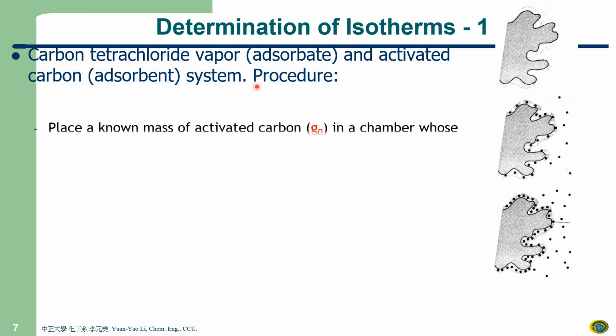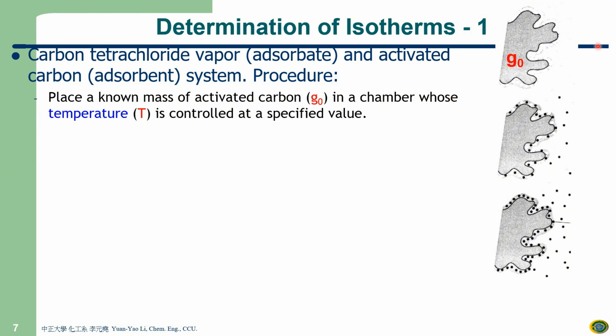Okay? So what is the procedure? You have an amount of activated carbon, which is G0 here. So place a known mass of activated carbon G0 in a chamber whose temperature is controlled at a specific value, because isotherm means constant temperature. So for example, temperature at 30 Celsius, and you put a certain amount of activated carbon in the system, and we call it G0.